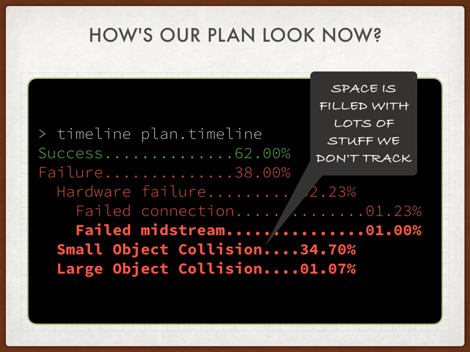So let's look at what's going on. We can see that 34.7% of our failure modes are what's called a small object collision. There's lots of little bits of junk in space, little asteroids, little rocks, things that we just can't track, but we have a statistical understanding of where they might be. And so we can say with some certainty, given any area of space, what are the chances that there's going to be some space junk in there? And we apply that model to our simulator, and that's what's going on here.